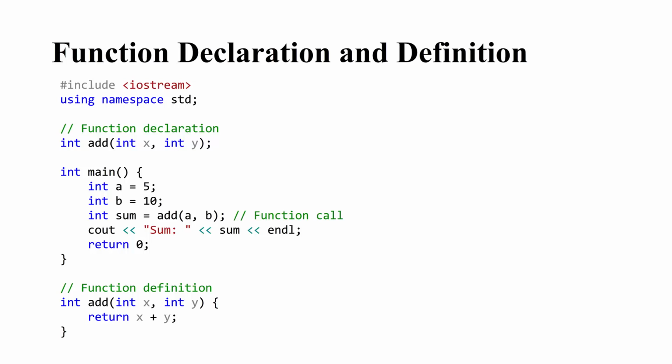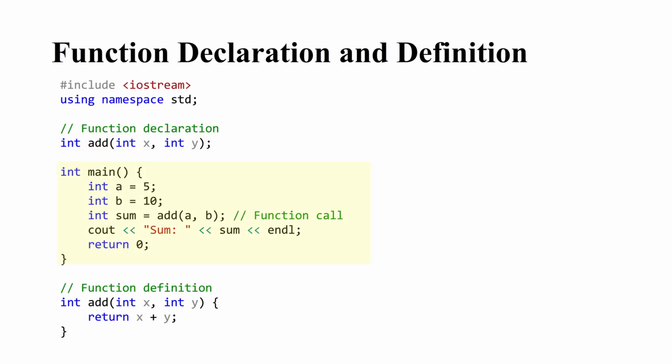So let me explain each part of the code. int add(int x, int y); This line is a function declaration, or called a function prototype. It tells the compiler that there's a function called add that takes two integer arguments, x and y, and returns an integer value. The function declaration is necessary because C++ requires functions to be declared before they are used.